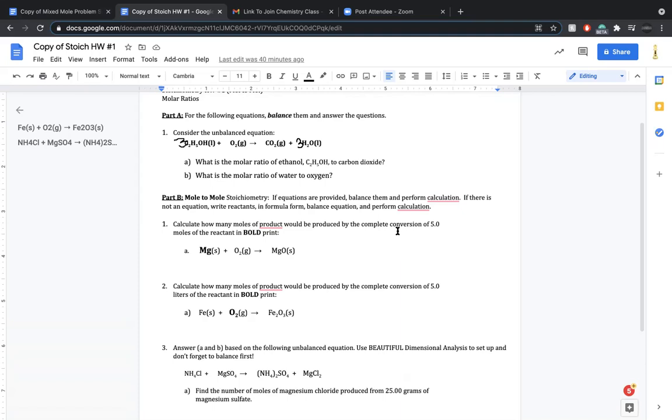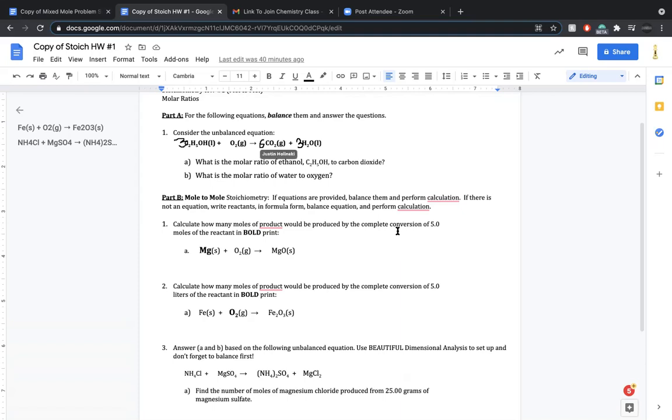Now let's make sure we have everything else we need. So we have 3 carbons on the left, 1 carbon on the right. So we're going to need to triple this carbon dioxide. So now we have, actually we want to make that 6. So now we have 6 carbons on both sides.